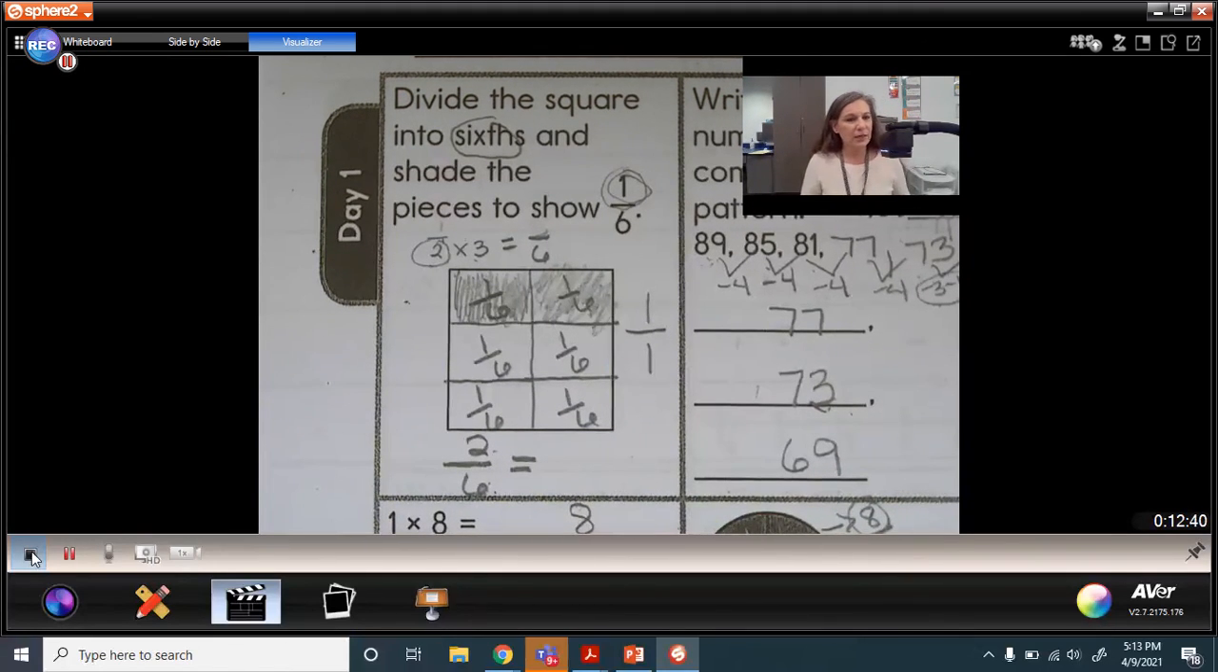Okay, you guys are getting pretty good at these fractions, so I'm interested to see if everybody gets this correct today. I think you will.